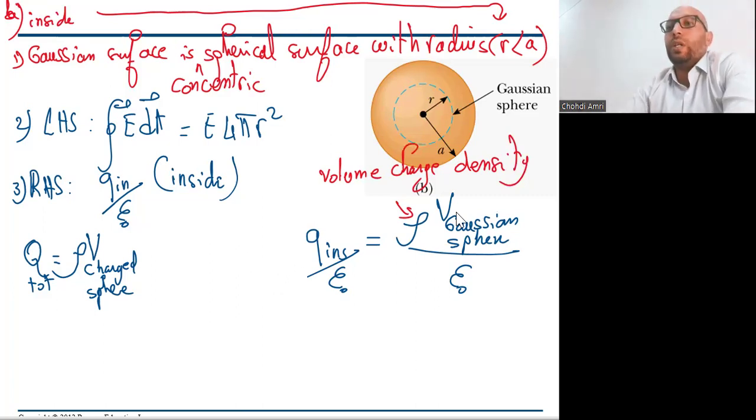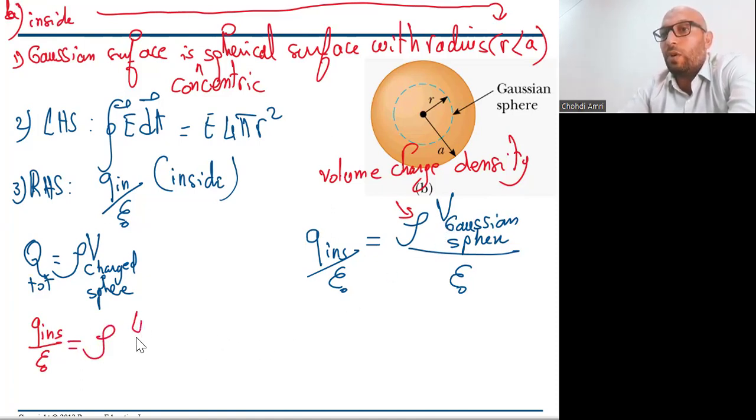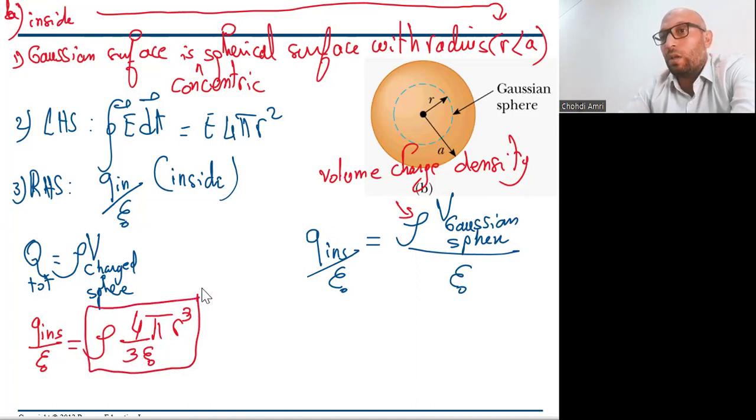We are done. What is the volume of the sphere? So Q inside divided by epsilon naught will be rho multiplied by the volume of the sphere. What is the volume of the sphere? It's 4 over 3 pi r cubed. But don't forget, we have to divide by epsilon naught, so 3 epsilon naught. So this is our second term. This is our first term.